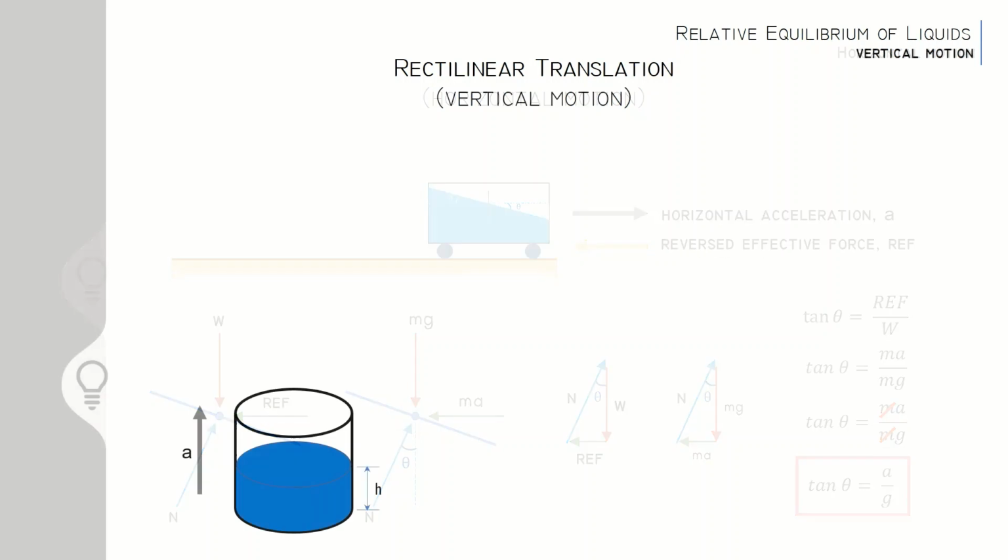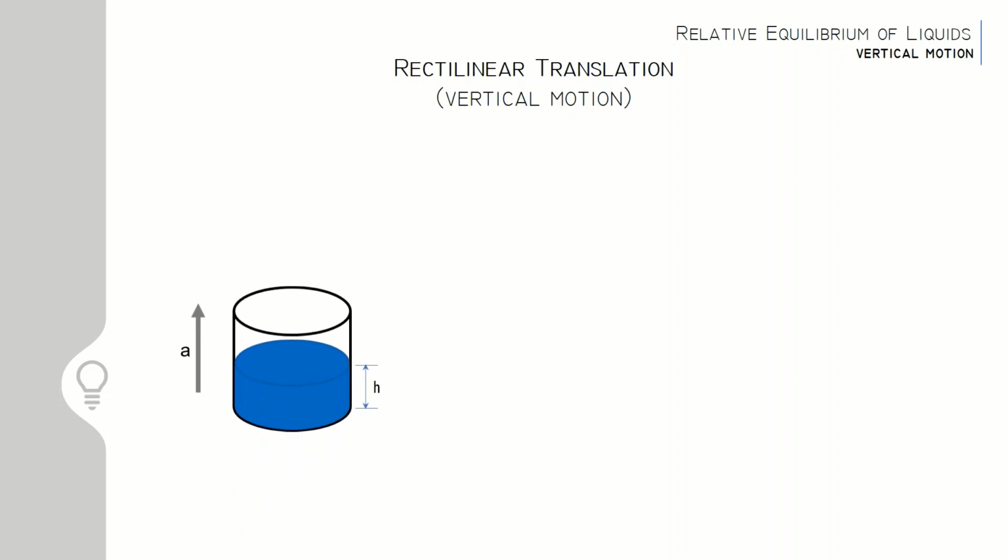Next motion is the vertical motion. Let's consider a cylindrical tank with water at height h that is transported in an elevator at a constant vertical acceleration. In vertical motion, there are no changes in the orientation of the water surface, but there is a change in pressure at the bottom of the tank when it is moving in a constant vertical acceleration.